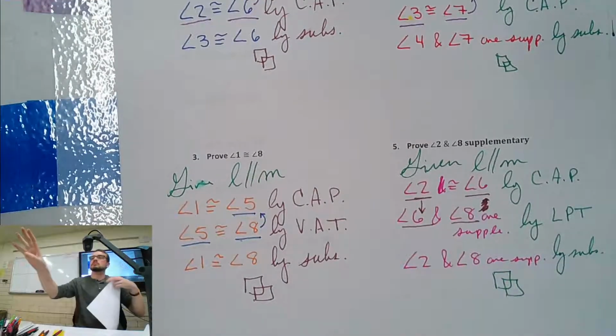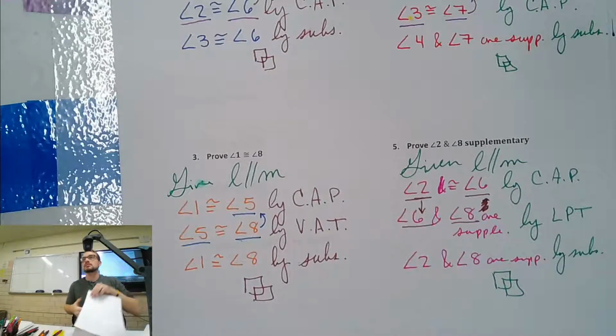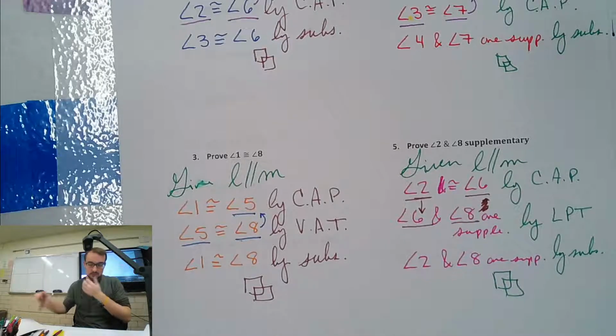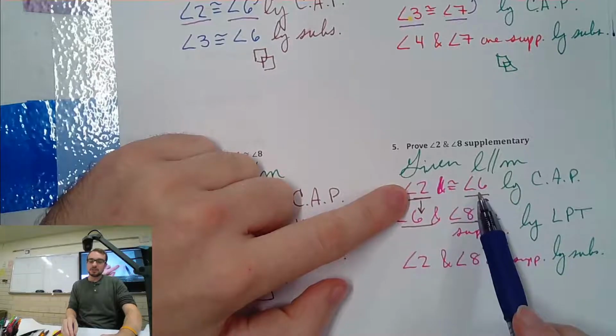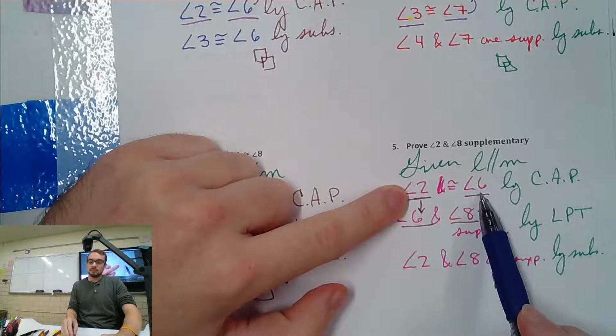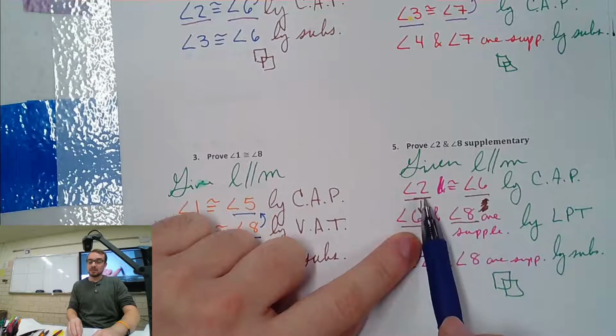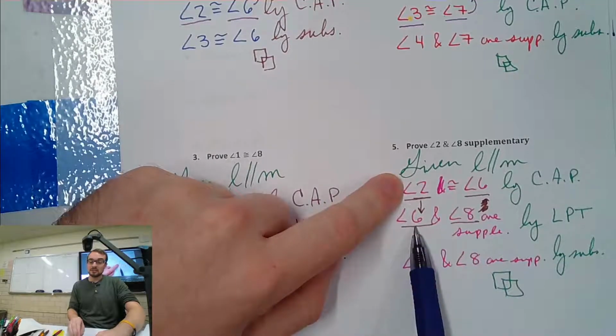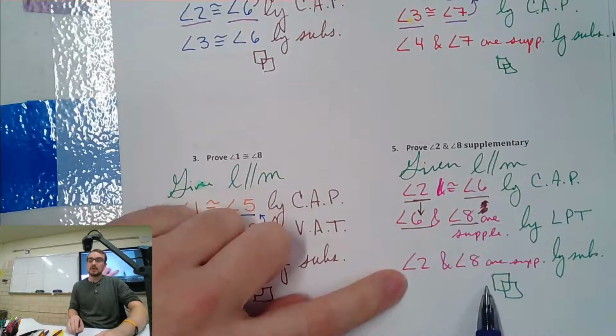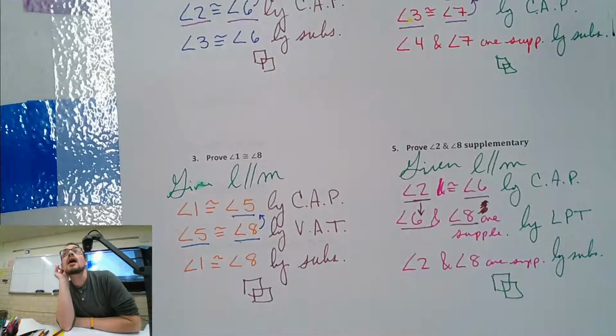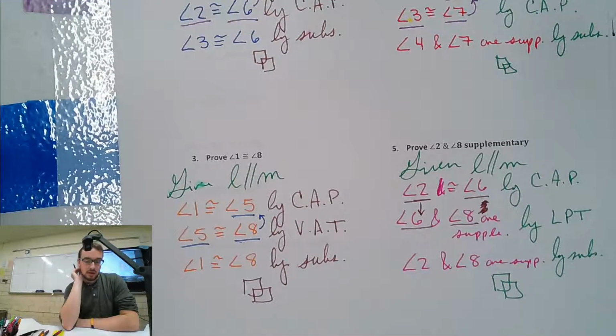Haley, this is how you wanted to do it. Well, I was wondering how that would look. 2 and 6 are the same thing. 6 and 8 are supplementary. So instead of writing 6 and 8 are supplementary, I can write 2 and 8 are supplementary. So we automatically know that 2 and 4 are supplementary now? We don't need 2 and 4 for this one. Let me go back to the diagram.